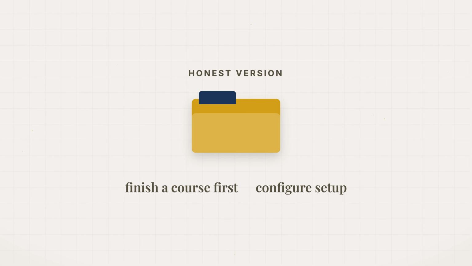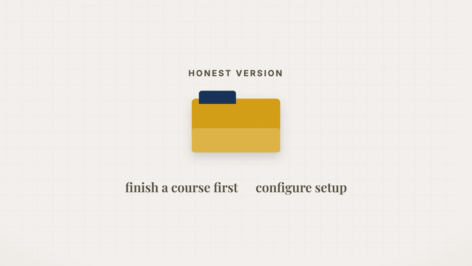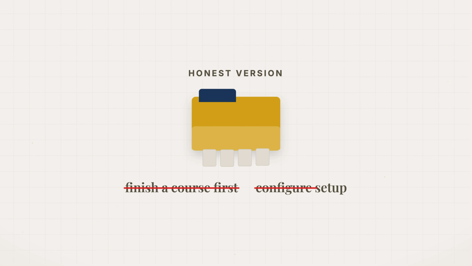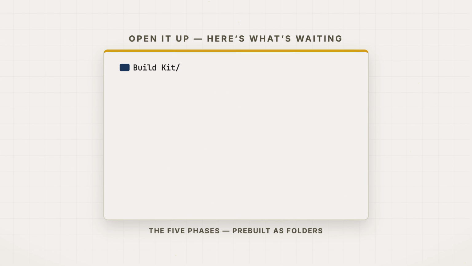So let me be honest about what the Build Kit actually is, because I don't want you picturing something fancier than it is. It's a folder. You download it, you open it, and inside it is the 5-phase method already laid out as files and folders, sitting there before your project exists. That's it. No course to finish first, no setup to configure. A folder with the structure already in it.